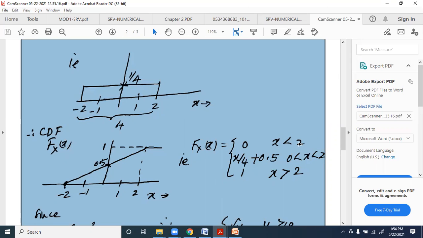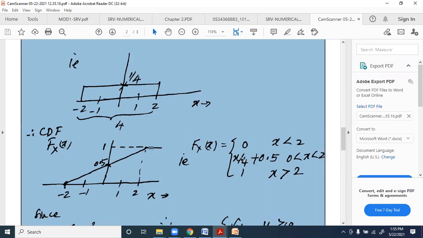This should be -2, and this will be -2 to +2. Between -2 and +2, we should write the equation of the straight line. If you write the equation of the straight line, you can write it as mx plus c, where m is the slope of the line. The slope of the line is naturally 1 by 4, because this value is 4 and this value is 1. 1 by 4 will give you the slope of the line.